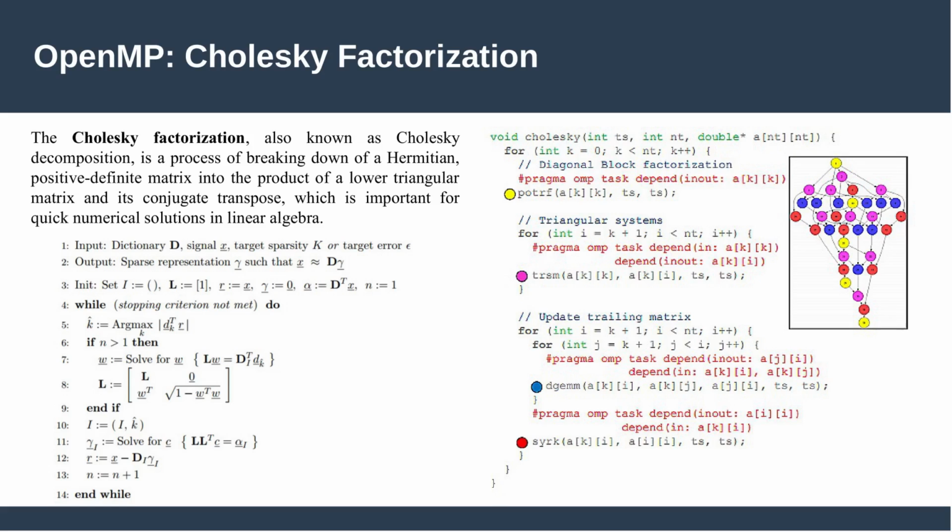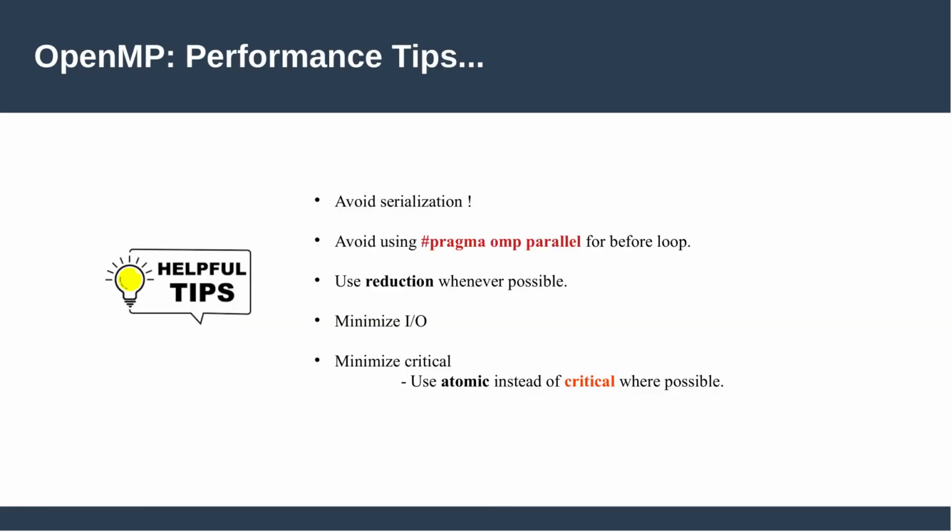Cholesky factorization decomposes a Hermitian, positive definite matrix into a lower triangular matrix and its conjugate transpose. This method is crucial for efficient numerical solutions in linear algebra, enhancing computational speed and accuracy in solving systems of equations. To optimize OpenMP performance, avoid serialization and refrain from using pragma omp parallel for before loops.